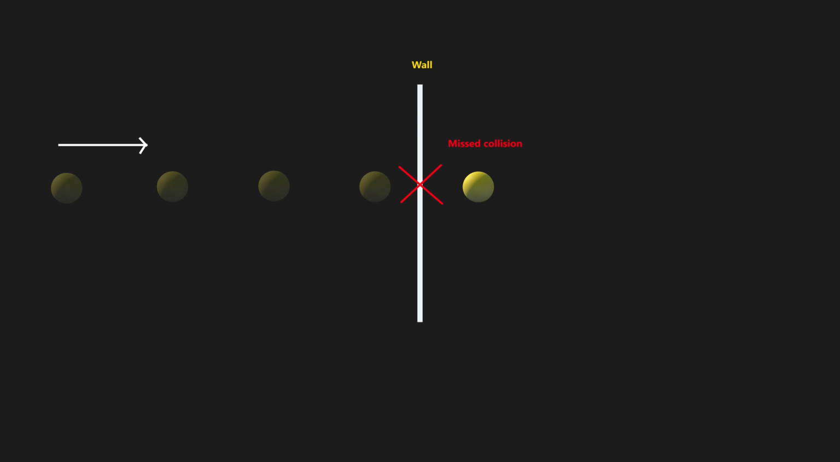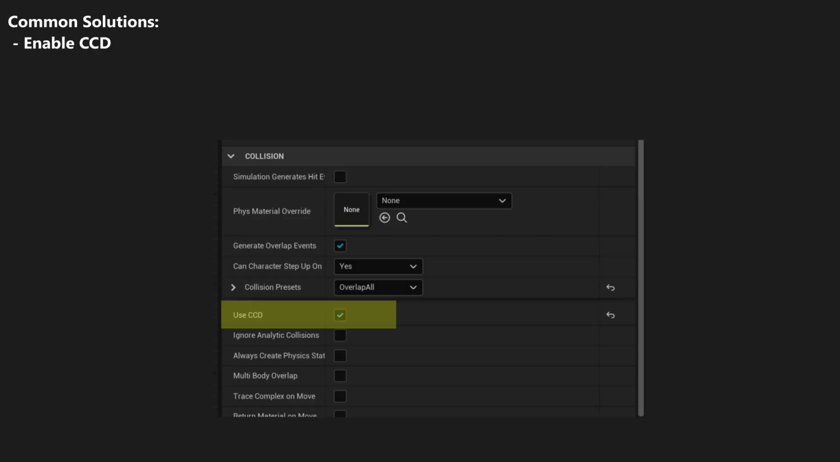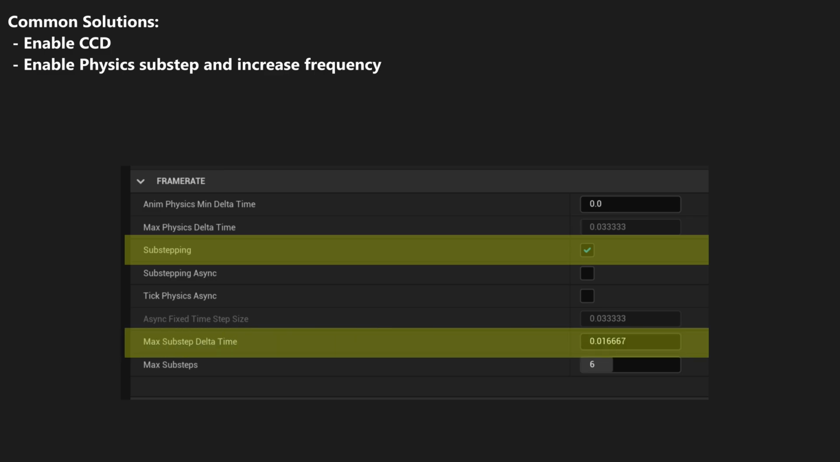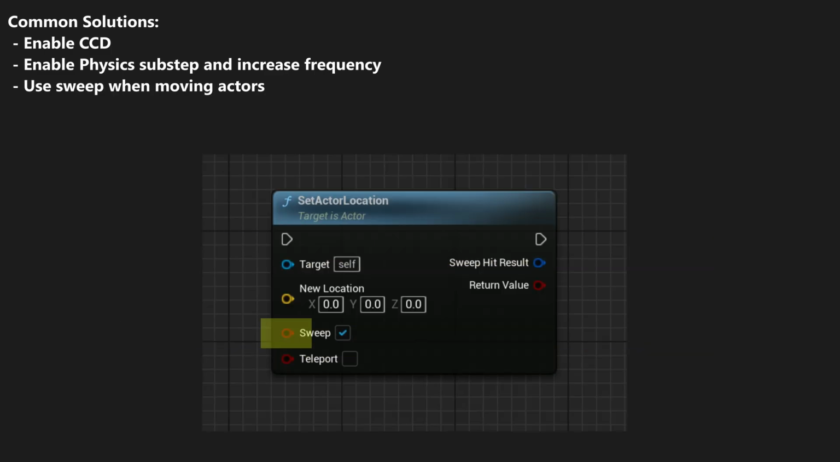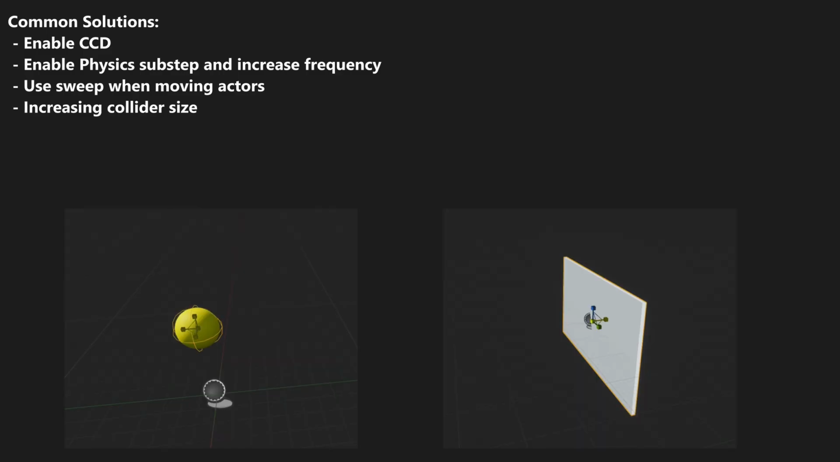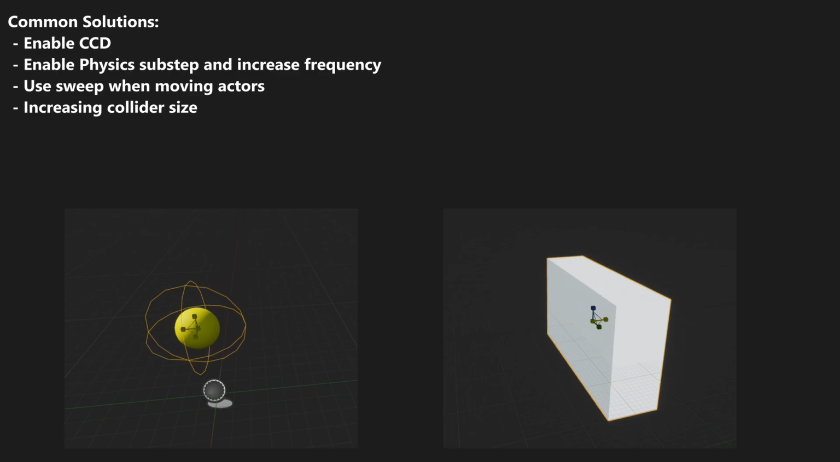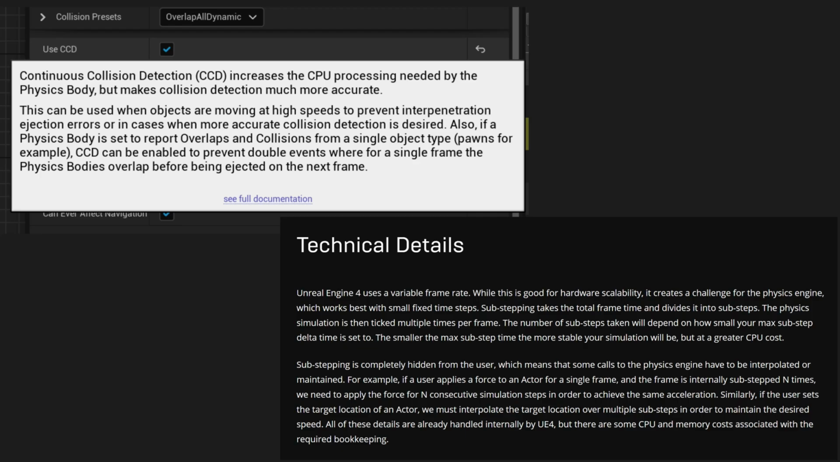This is known as the paper bullet problem, and common advice given to solve this includes enabling CCD for projectiles, enabling physics substepping and increasing the frequency at which physics is solved, telling Unreal to check for sweep collisions when moving actors, and increasing the size of the colliders on the bullet or the thickness of the walls. But these aren't perfect solutions, since enabling CCD and increasing physics substep frequency still has the same problems and comes with considerable cost on performance.